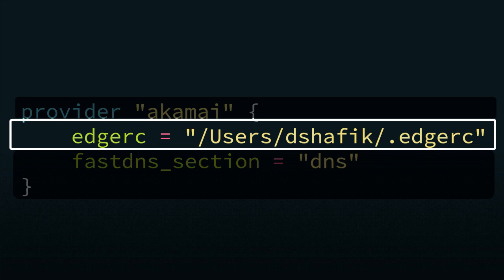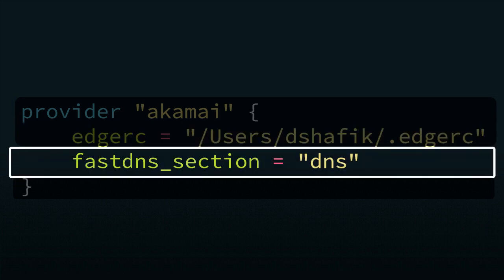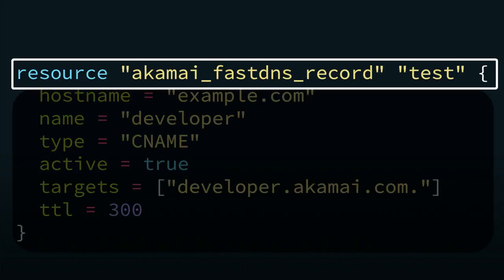The second thing that you need to define is the credentials for the particular resources that you are currently working with. In this case, we are looking at FastDNS. The provider right now supports FastDNS and Property Manager. We have plans for more in the future, and I'll talk about that towards the end. So we want to specify our FastDNS section, in this case DNS, and that will enable Terraform and our provider to communicate with the Akamai APIs. The next thing we're going to do is to create a resource, and this is going to be a DNS record.